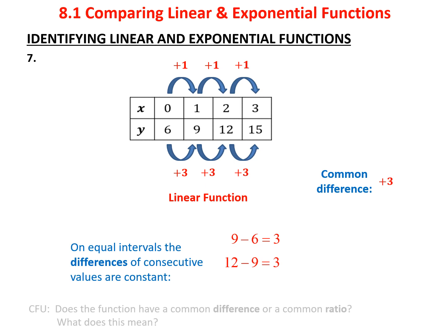You see 9 minus 6 is 3. 12 minus 9 is 3. 15 minus 12 is 3. A common difference is a linear function, which, by the way, in this case also turns out to be the slope, because 3 divided by 1 is your slope.